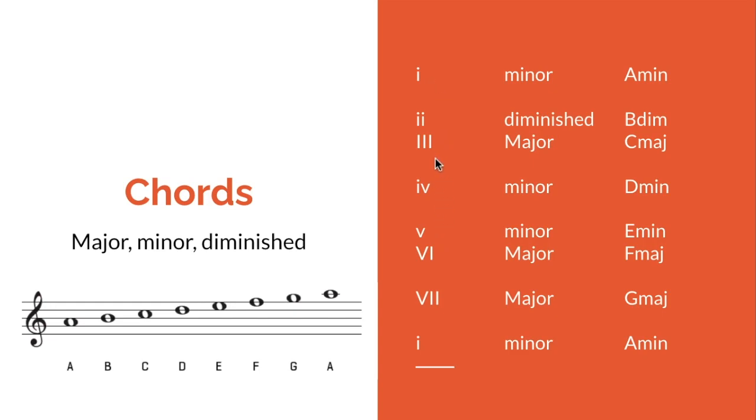So your 1, your 4, and your 5 are minor. Your second this time is diminished. And then your third, your 6th, and your 7th are major. Okay, and that's all there is to it. 1, 4, and 5 are minor. The others are major, apart from number 2, which is diminished.